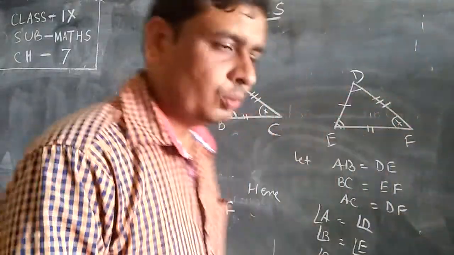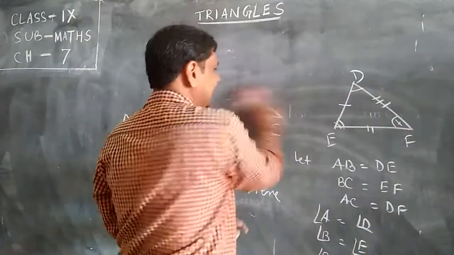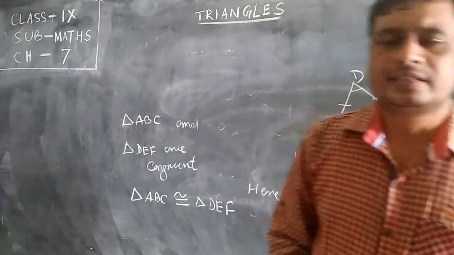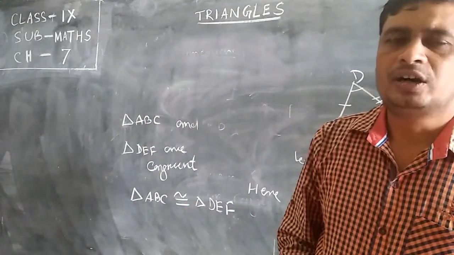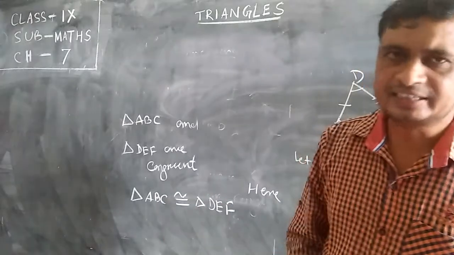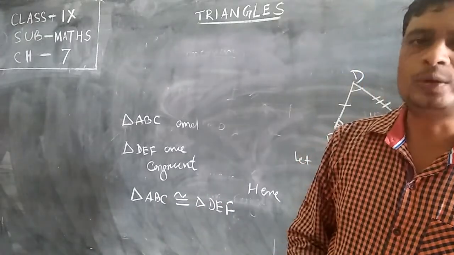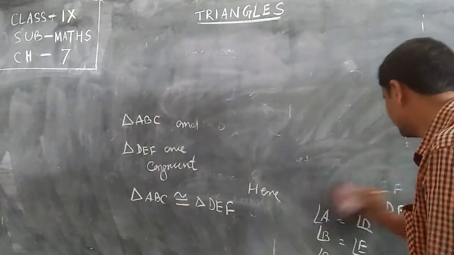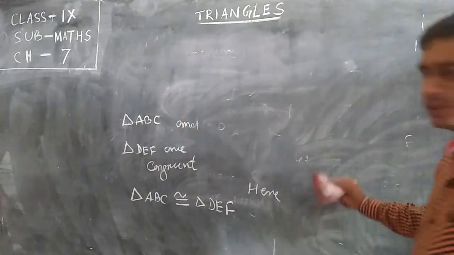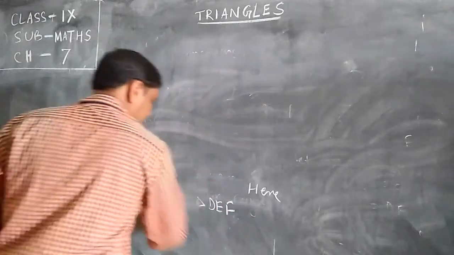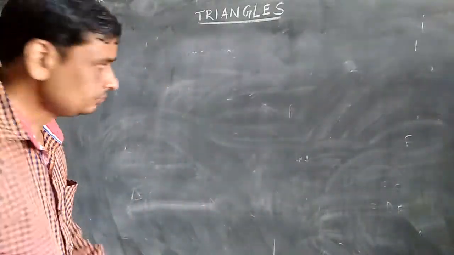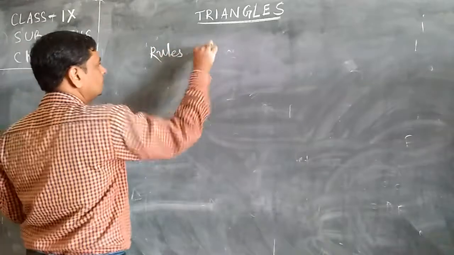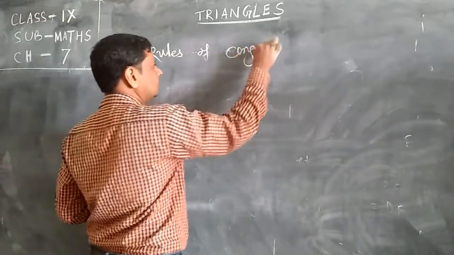Next, we'll discuss the criteria, the rules, by which we can determine whether triangles are congruent or not. By following some rules, we can say. We'll discuss these rules here. First, the rules of congruency.